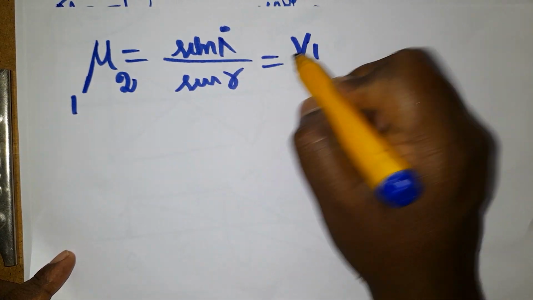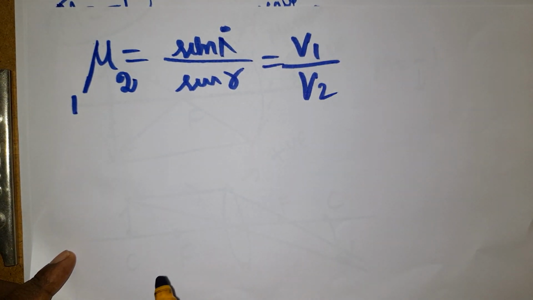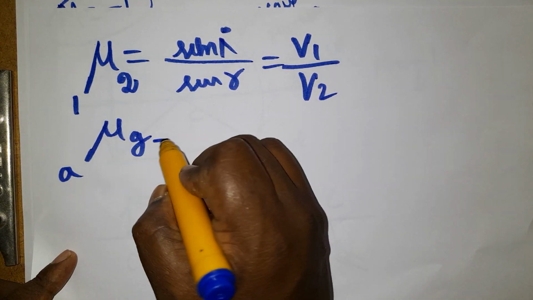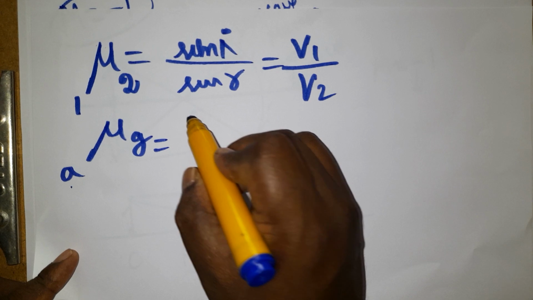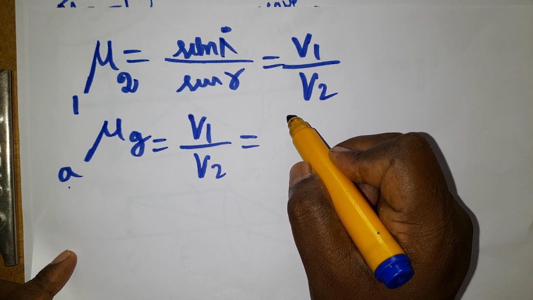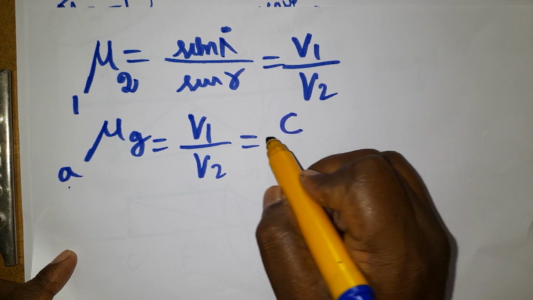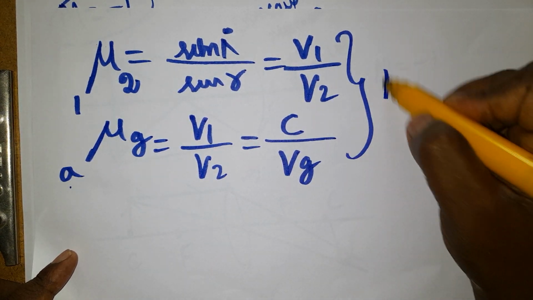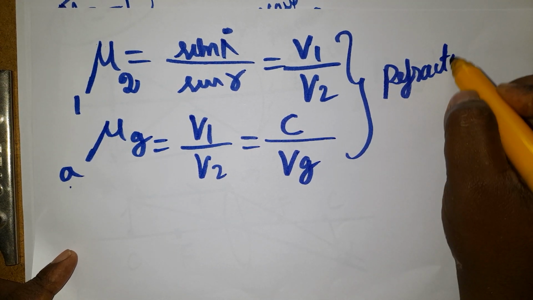Same formula: velocity in the first medium divided by velocity in the second medium. Also we can write the same thing for the refractive index of glass with respect to air. Light is traveling from air to glass. Velocity in the first medium by velocity in the second medium. The first medium is air, so the velocity of light in air; the second medium, the velocity of light in glass. This ratio is going to be called the refractive index.